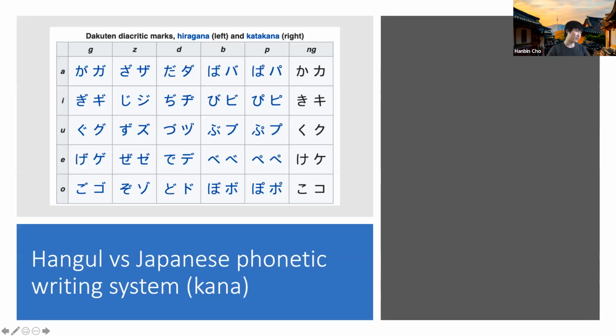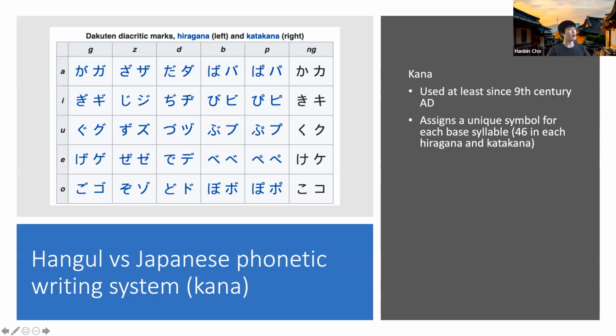Now, at this point, I'd like to give you a brief comparison of Hangul versus the Japanese phonetic writing system known as the kana system. I love the kana system because I think it's visually, aesthetically pleasing. The kana system has been used since at least the 9th century, so that predates Korea by several centuries. They assign a unique symbol for each base syllable. What does that mean? Just like Korean, each of these represents a syllable. Here is the consonant and this is the vowel, and in Japanese we would say ka, ki, ku, ke, ko, za, zi, zu, ze, zo. But you can see how these don't really share the same visual features. They assign a unique symbol for each of ka, ki, ku, ke, ko.